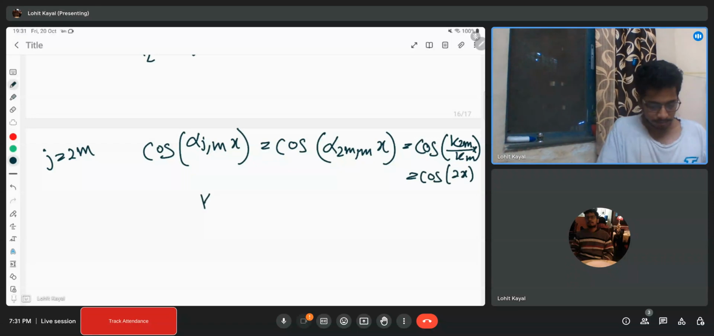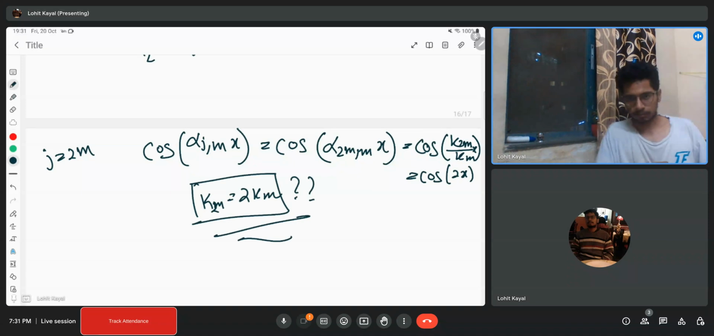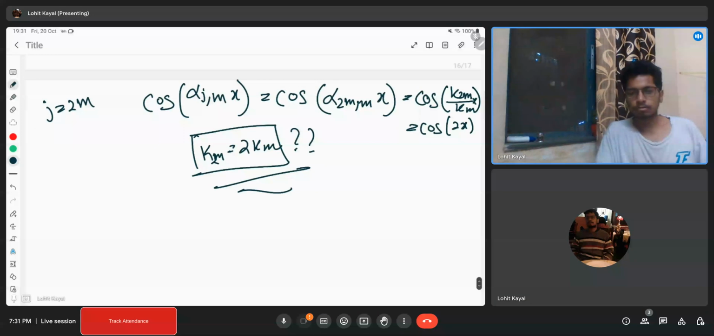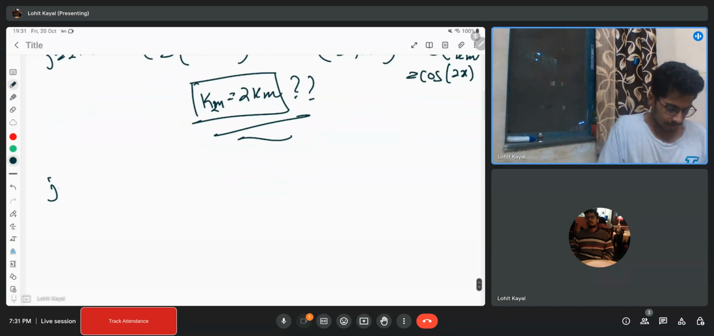Now here I am saying that k2m will be 2 into km. Why is that? Just think it yourself. Okay, you need to figure that out. Why is k2m equal to 2 into km? Okay, just figure that out. I will give you a hint from the no penetration boundary condition. You will get that answer. Okay, so only at j equal to 2m we will get.